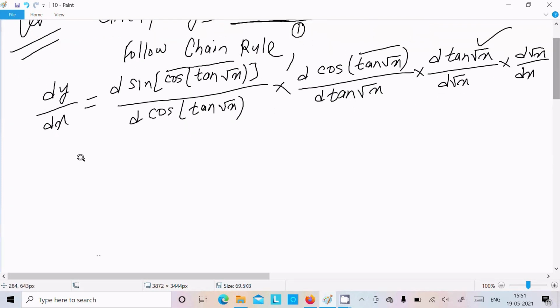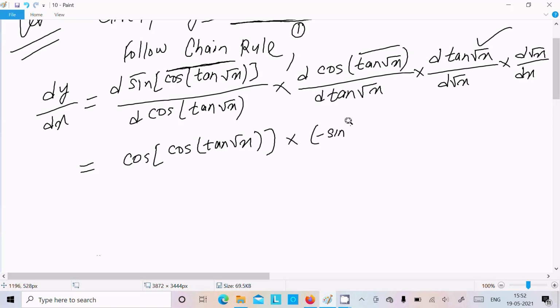Now here the differentiation of sine is cos. Now the rest of the part you only need to write, so cos, thereafter tan root x. Next is the differentiation of cos, that is minus sine, and write tan root x. Now the differentiation of tan is sec square root x, and the differentiation of root x is 1 by 2 root x.